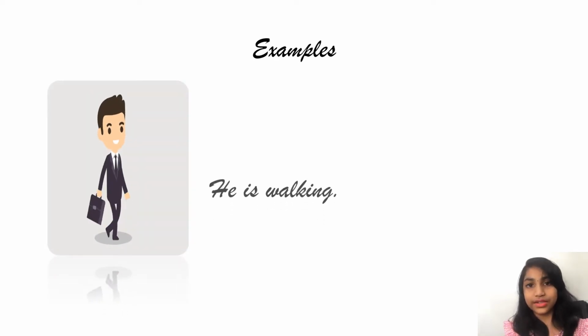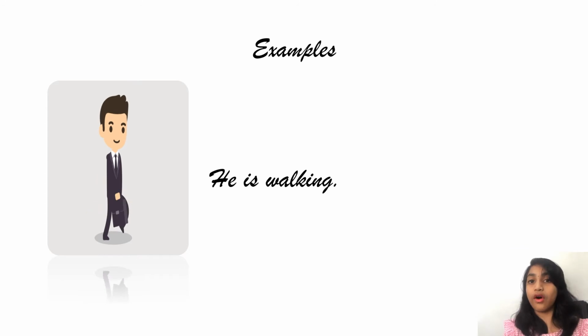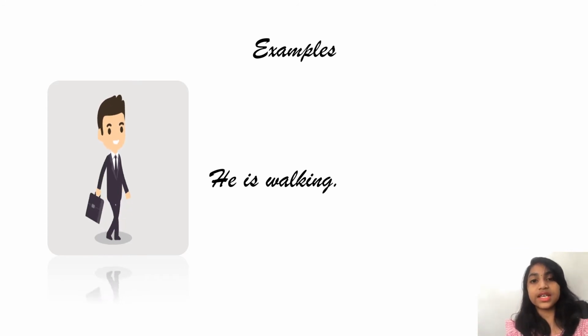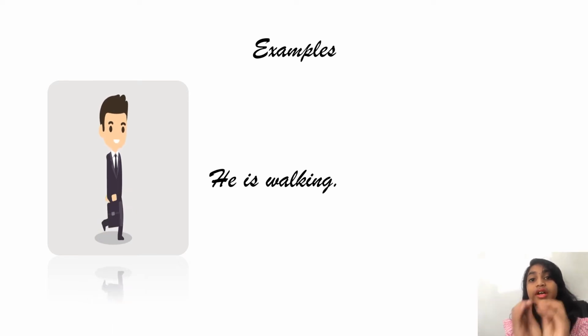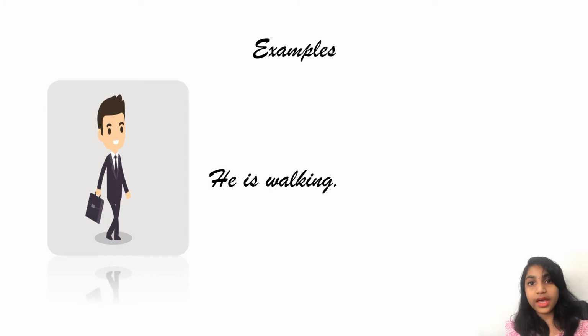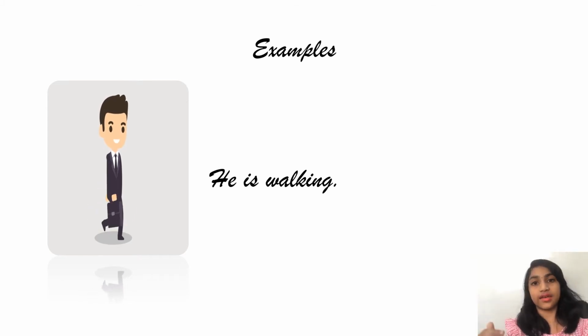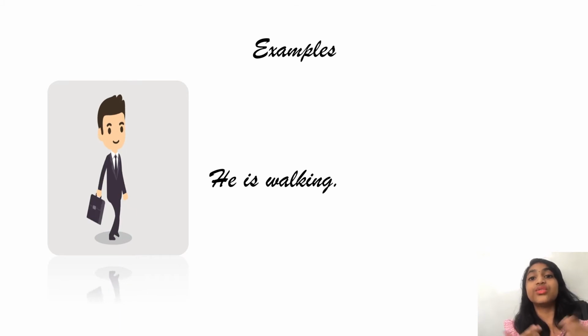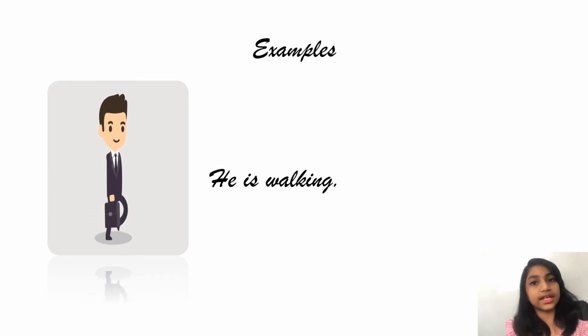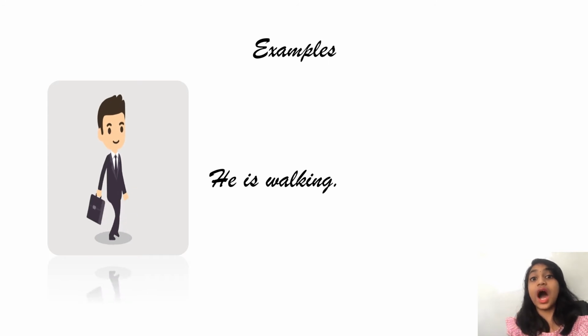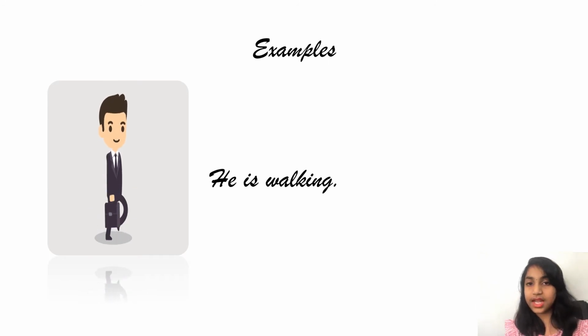What is this man doing? He is walking. Over here, if we look closely, we are again using is because it is he, which is a third person singular. Okay, but what if we change the subject to they? So we don't say they is walking. We say they are walking. Okay, let's move on.